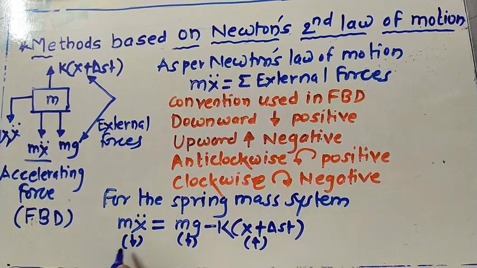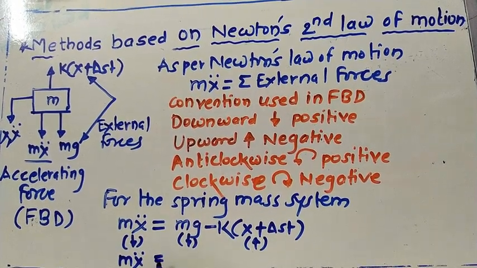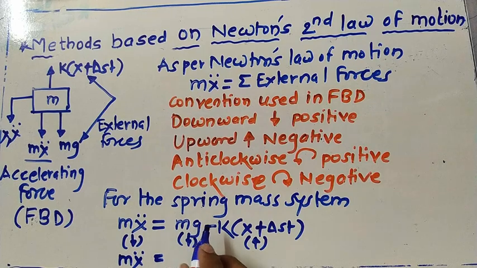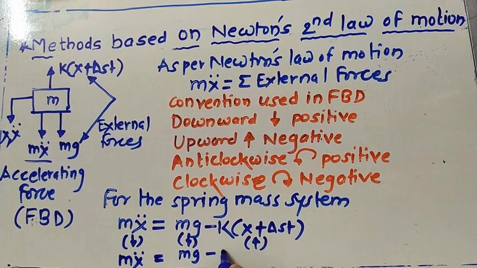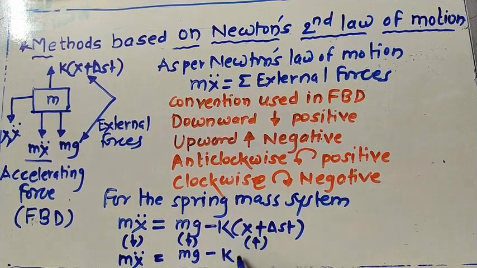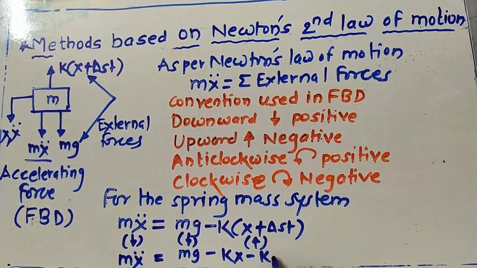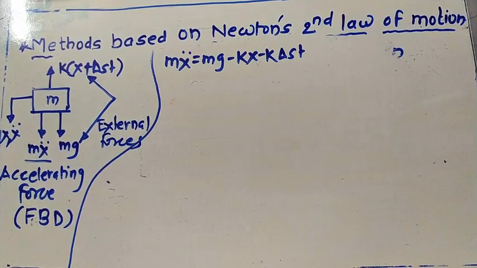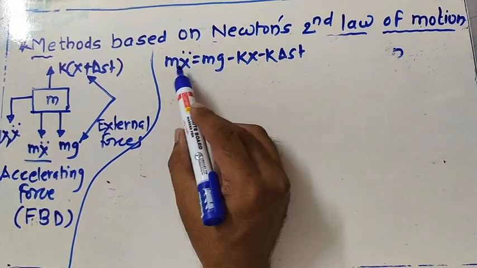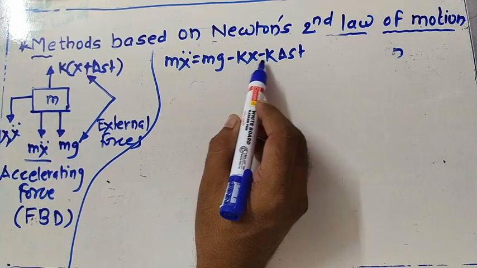Now try to solve this one. Mx double dot equals to, what about this force? I'll write this force as it is, mg, minus multiplied by this k term times the inside term, minus k into x minus k into delta st will come. After simplification, the next step: mx double dot equals to mg minus kx minus k into delta st.